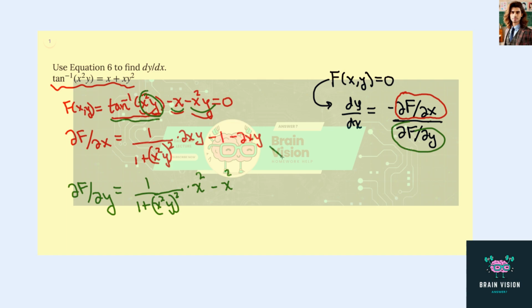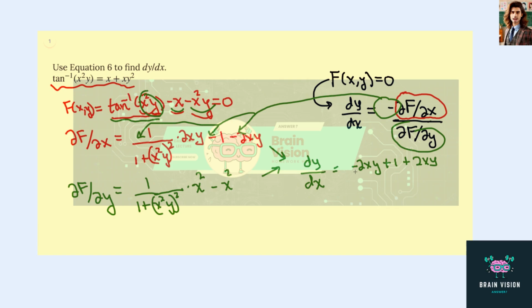So now let's put these together. And also notice the negative sign out here in the very front. So we can just go ahead and take this negative sign and just cancel that out, and then we'll also end up including a negative over here. So we get negative 2xy plus 1 plus 2xy, and let me include that denominator for the first term. Just for the first term there.